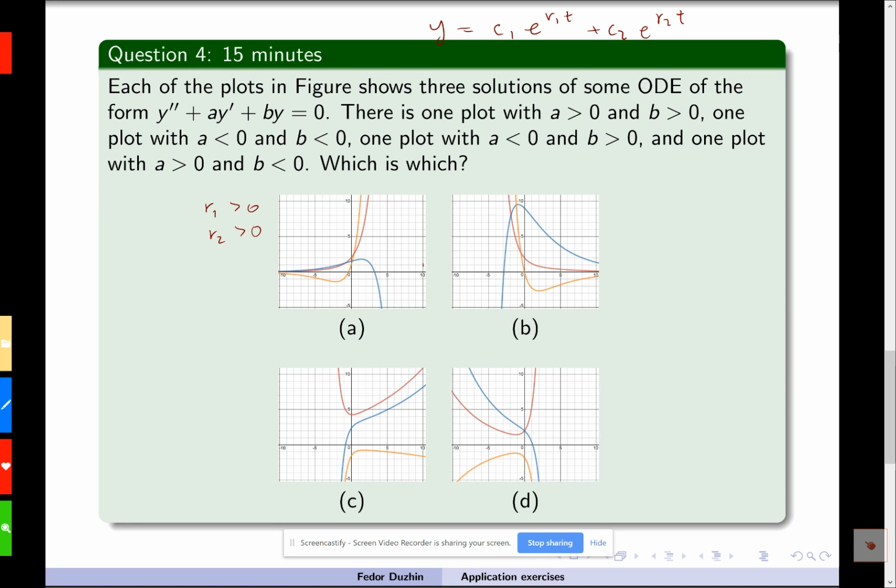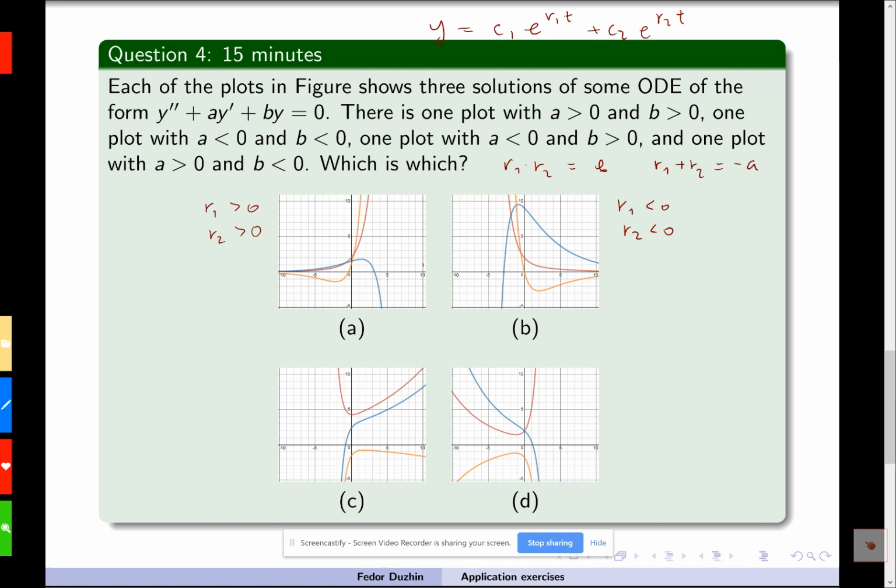In plot B, we see the opposite picture, right? So all solutions tend to 0 when t goes to positive infinity, which means that r1 is negative and r2 is negative. Well, but then at the same time, recall from Viet's formula that r1 times r2 is b, and r1 plus r2 is negative a.